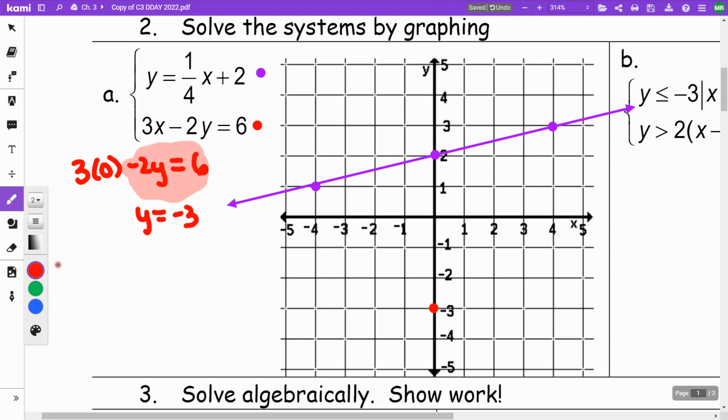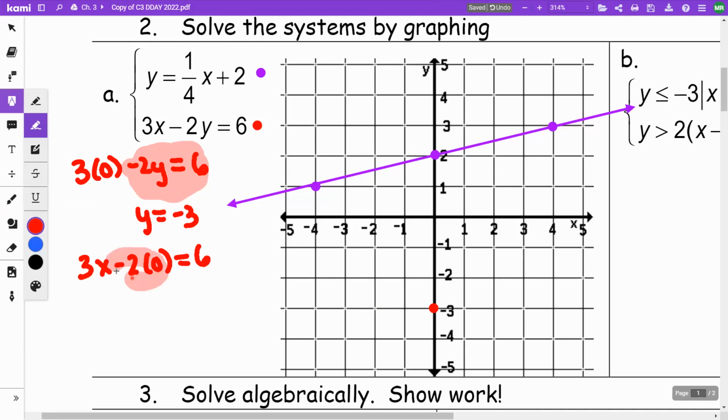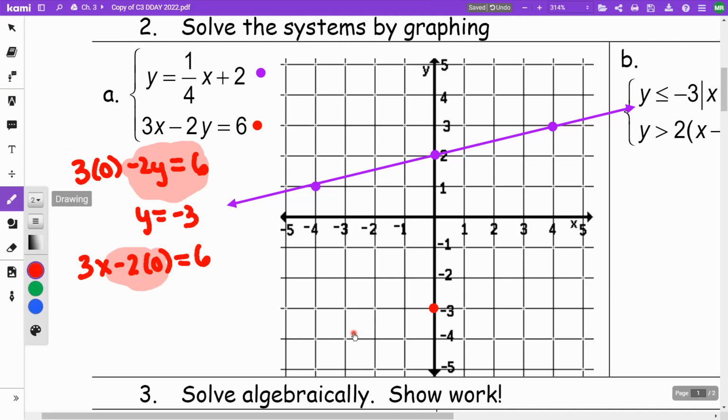And then I'm going to do the same thing, but this time put the 0 in for my y and see what I get. And again, when I do that, this term right here is going to go to 0. And I'm going to be left with 3x is equal to 6, or x is equal to 2. And so let me put my x-intercept here. So I'm finding my x and y-intercept.